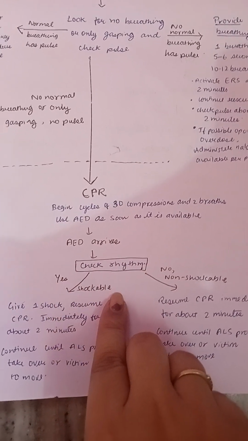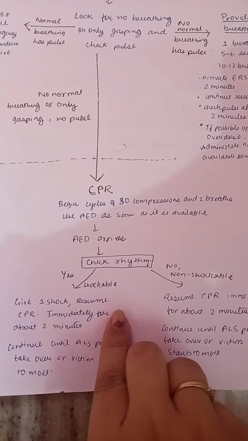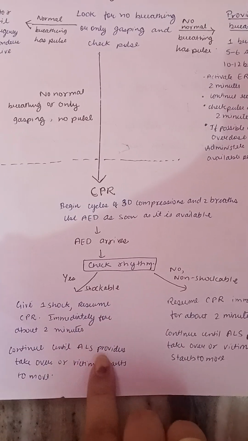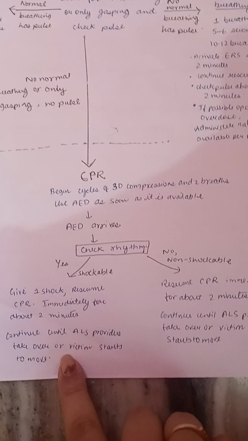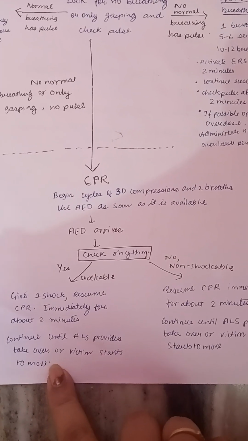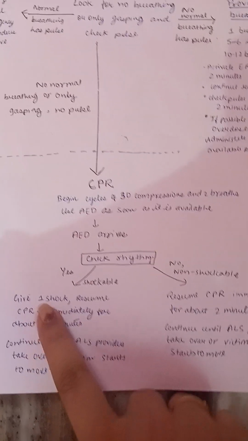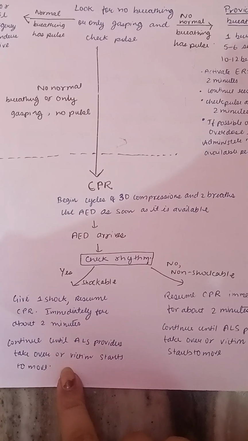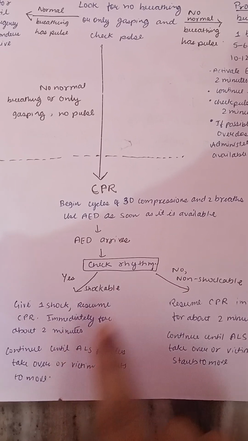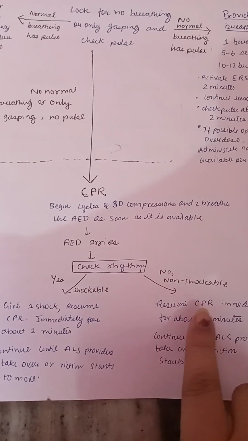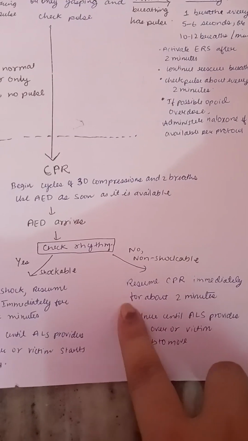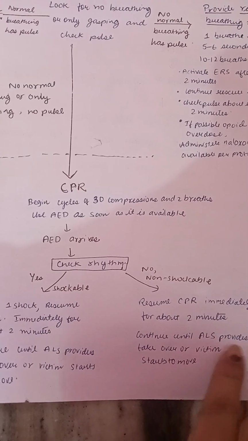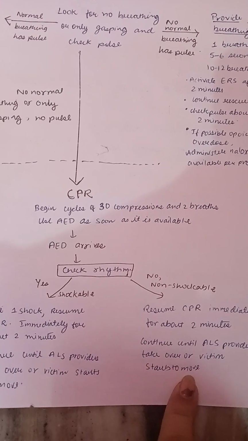If shockable, give 1 shock. Resume CPR immediately for about 2 minutes. Continue until the ALS provider takes over or the victim starts to move. ठीक है, ये तब तक कंटिन्यू करना, या तो ALS प्रोवाइडर आ जाए, नहीं तो विक्टिम मूव करना स्टार्ट कर दे. Then if non-shockable, resume CPR immediately for about 2 minutes and continue the same until the ALS provider takes over or the victim starts to move.